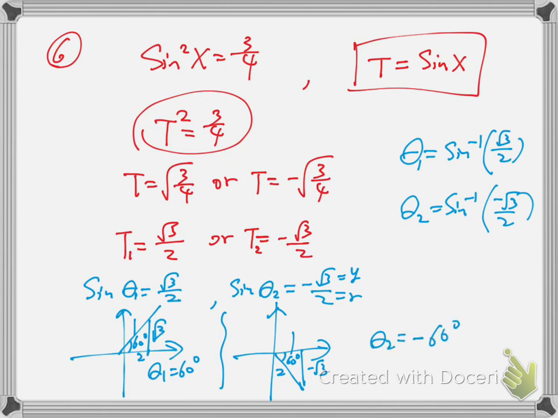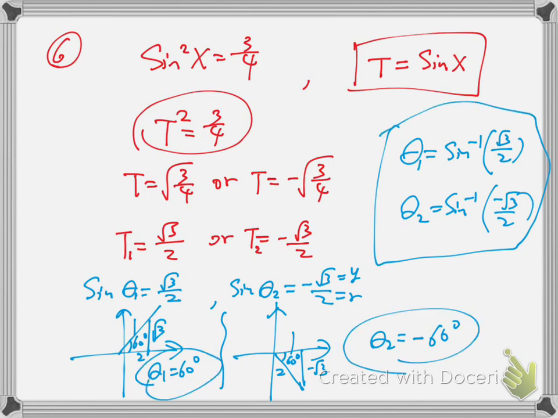Okay, negative 60. For me, both answers are acceptable, but this is better. Theta is 60, theta is negative 60. They are better solutions. So you either use inverse trig notation for the answer, or you use the picture to get the angle. Get the reference angle.